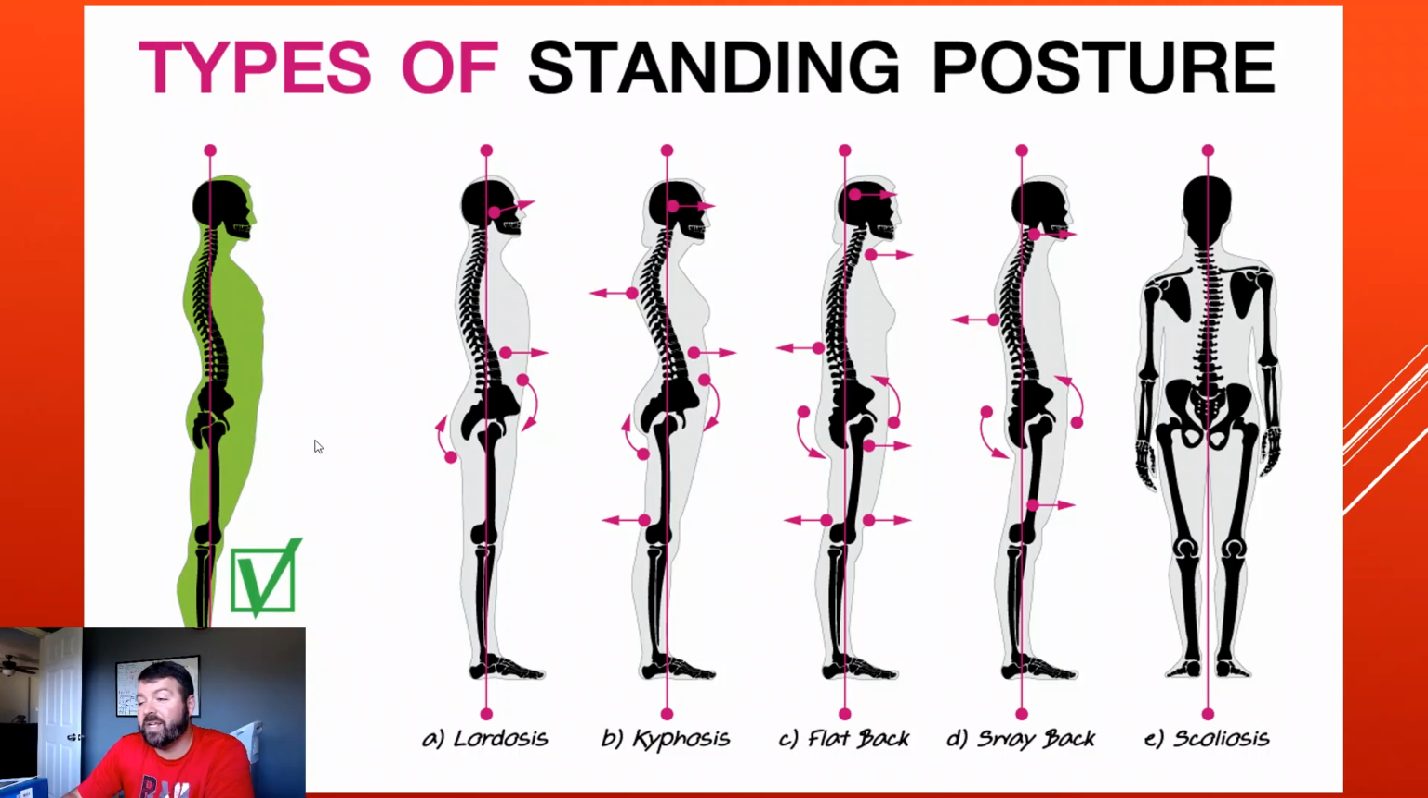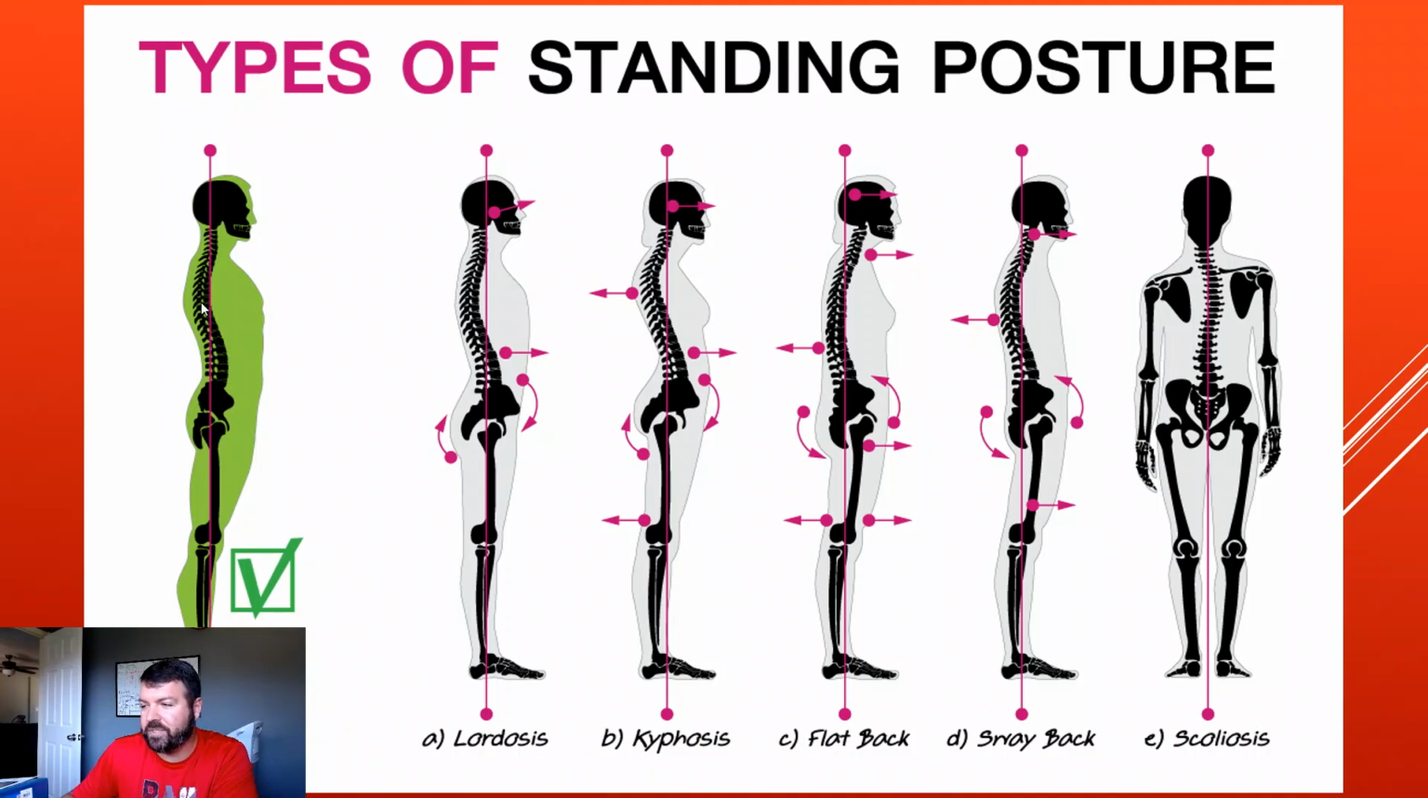All right, so type standing posture. This is a good slide to kind of break it down, and a lot of these are a little extreme. Some people may have some of these, some people may not. Some people seem very crazy. Okay, so this is the normal, neutrally balanced spine.